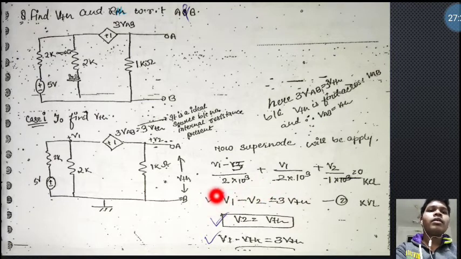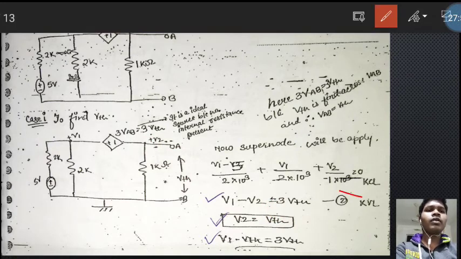So after here the unknown quantities are V1 and V2, and this equation can also be written as 3VAB is equal to VTH, and 3VAB is equal to V1 minus V2. So V1 minus V2 is equal to 3VTH. That is equation number 2, and this is equation number 1. Okay, and see here, this V2 voltage is the same as this VTH voltage. So V2 is equal to VTH.